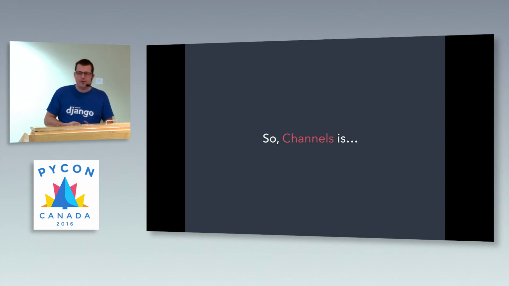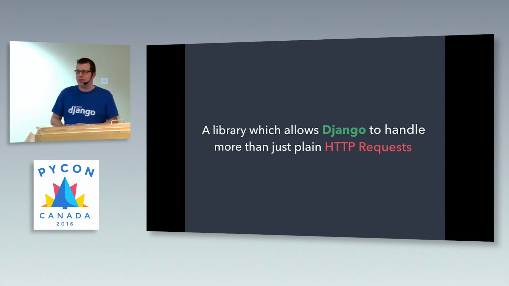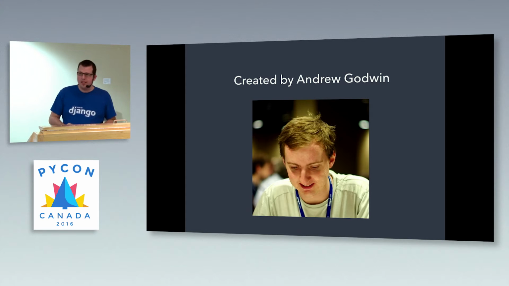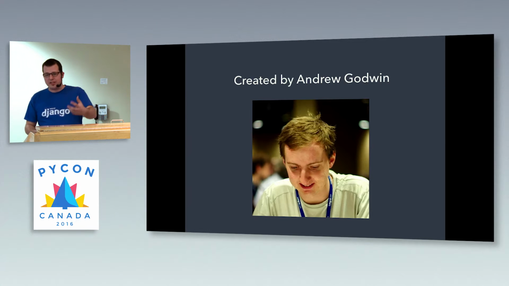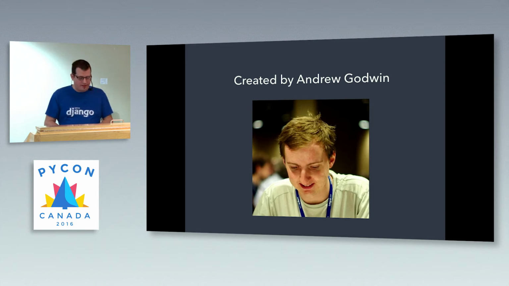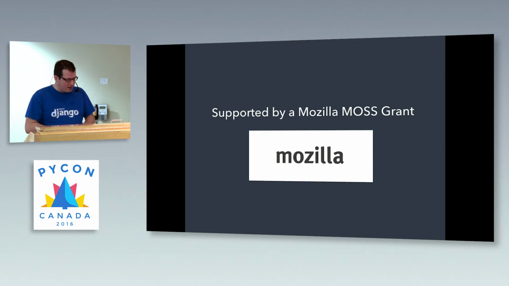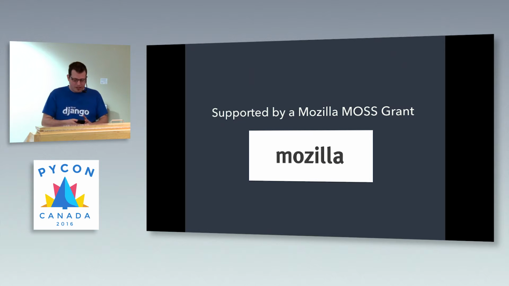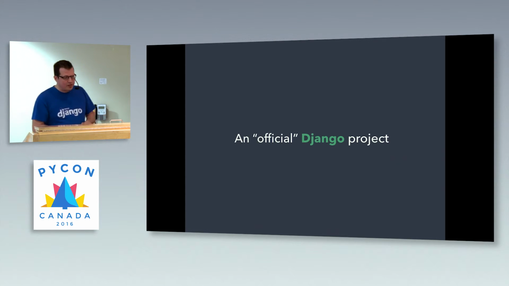All right, so what is channels? Channels is a third-party library which allows Django to handle more than just plain HTTP requests. And of course, a popular example would be WebSockets, but it can do other things too. It was created by Andrew Godwin, who's well known for working with migrations, originally with the application South, and then eventually migrations were integrated into Django in 1.7. But he got a bit tired of working on migrations, and so he thought he would handle async instead. It was also supported by a Mozilla open source grant, which is totally awesome. It provided some money to help people like Andrew spend a bit more of their time working on these important projects.